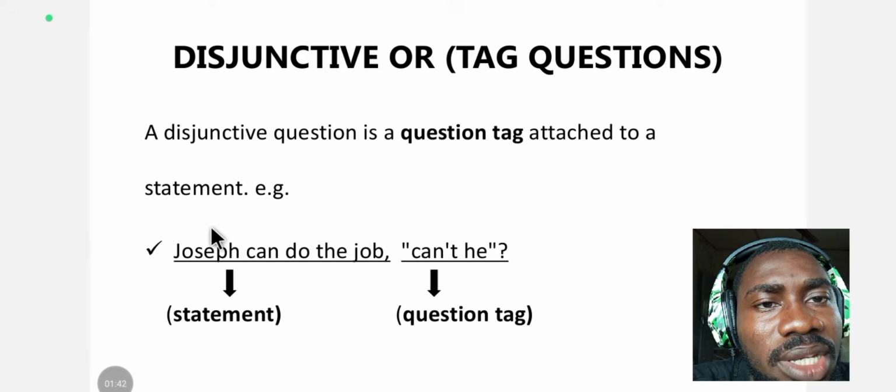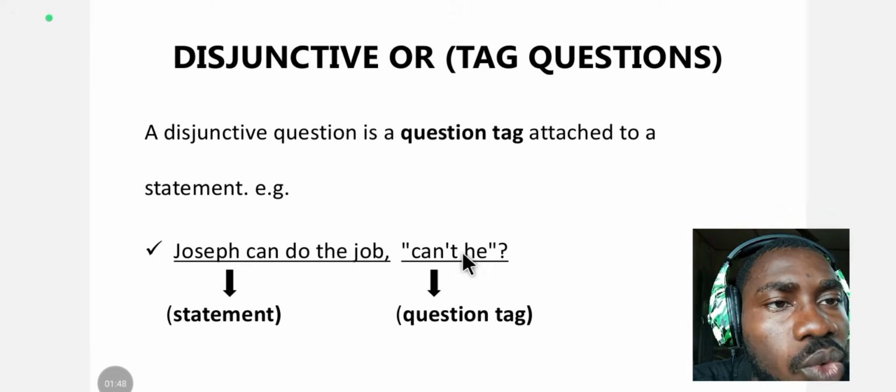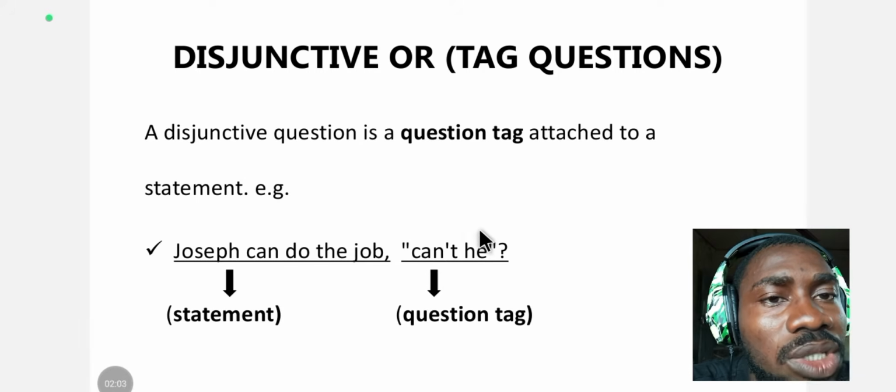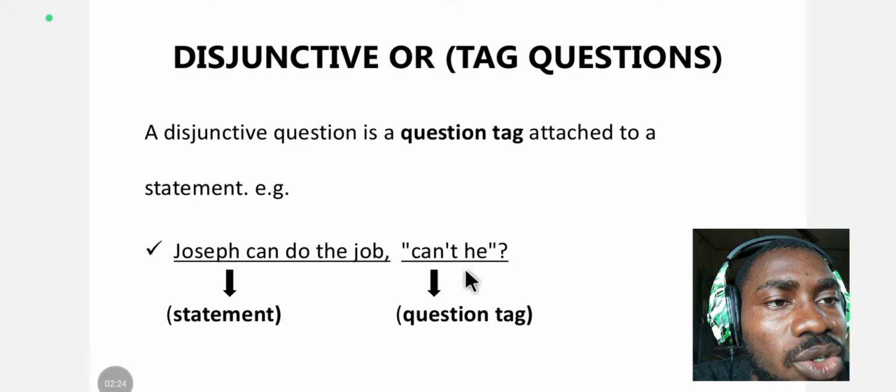The example here is "John can do the job, can't he?" This "can't he" you have here in quotes is the tag question or disjunctive, and this is the statement. According to the definition, a disjunctive question is a question tag attached to a statement. John can do the job is the statement. The question tag attached is what? Can't he. This is the disjunctive, the tag question.